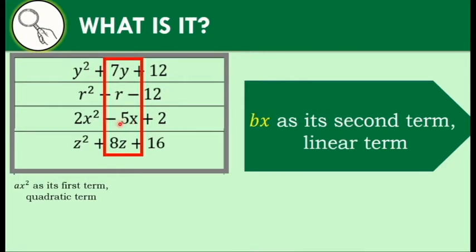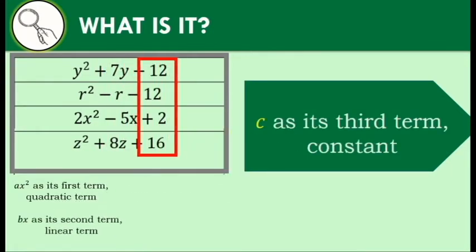The third example here is negative 5x, so our b is negative 5 with a variable x. And our final example here is 8z. Our b is, correct, 8, with a variable z. So again, this is our second term, and it's a linear term, meaning the highest degree is 1.